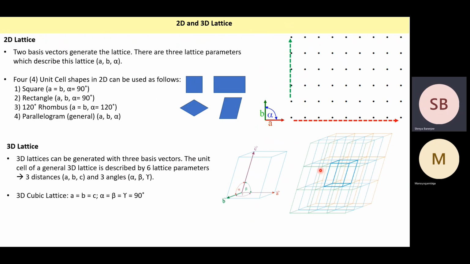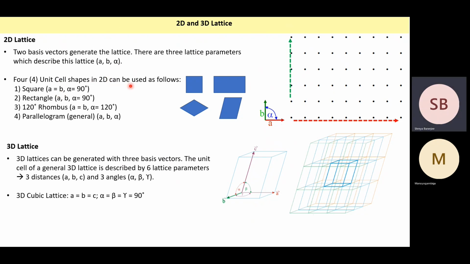Next, we will talk about 2D lattices. Two basis vectors generate the lattice. There are 3 lattice parameters which describe a 2D lattice: the distance between 2 points along the x-axis called A, the distance between 2 points along the y-axis known as B, and the angle between A and B known as alpha. So these are the 3 parameters that you need to completely define a 2D lattice.